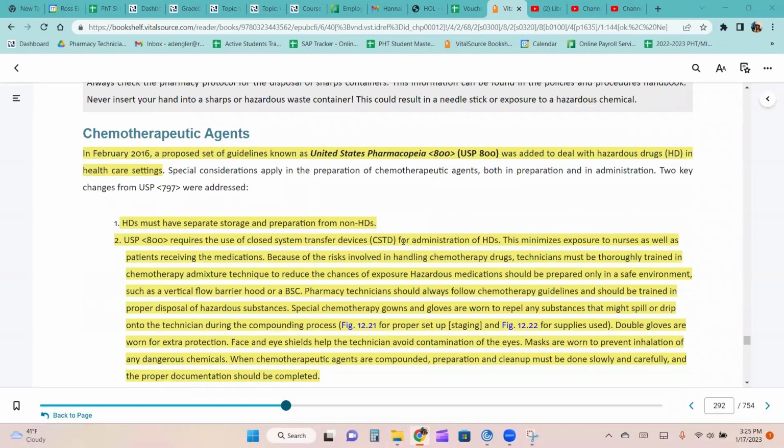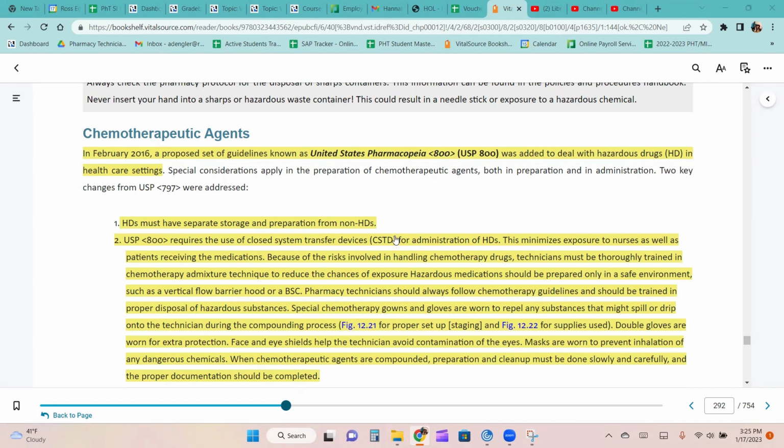In February 2016, a proposed set of guidelines known as United States Pharmacopoeia USP 800 was added to deal with hazardous drugs in healthcare settings. Special considerations apply in the preparation of chemotherapeutic agents, both in preparation and administration. Two key changes from USP 797 were addressed. HDs must have separate storage and preparation from non-HDs. USP 800 requires the use of closed system transfer devices.